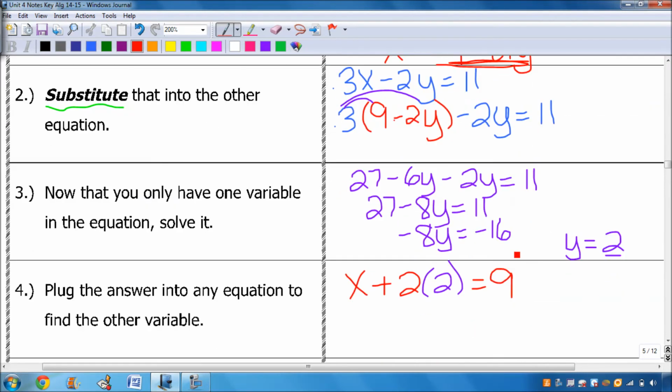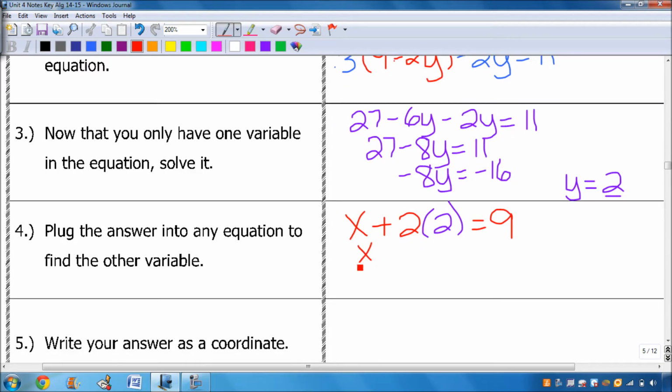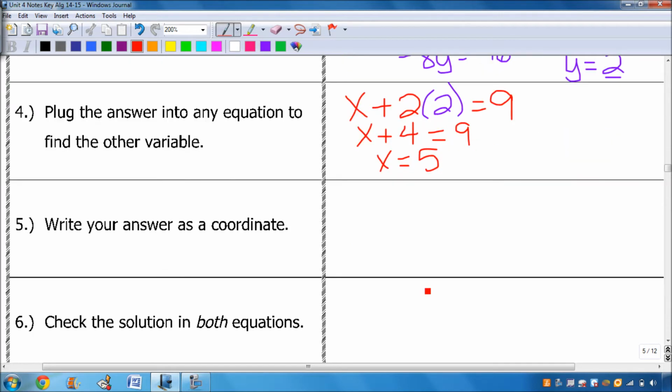So I get x plus 2y equals 9. Go ahead and solve it. x plus 4 equals 9. x equals 5. So that means that my answer is 5, 2. It says to write your answer as a coordinate. So my answer right here is 5, 2.